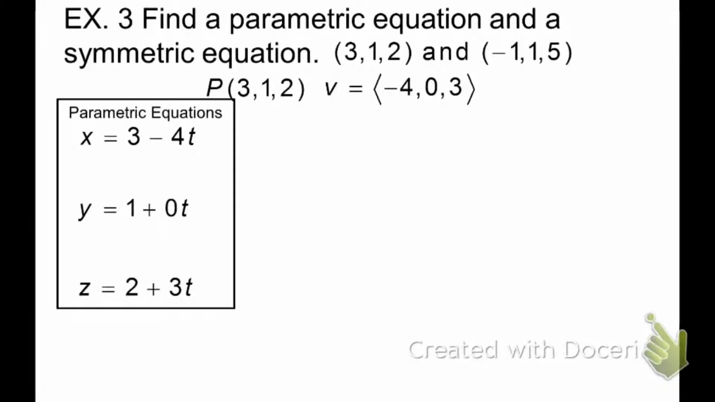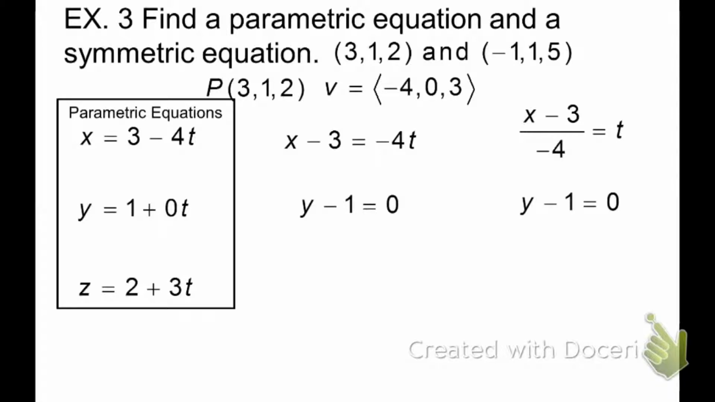Now I'm going to rearrange and solve each one for t. So x minus 3 equals negative 4t. That means t equals (x minus 3) over negative 4. y minus 1 equals 0. So I'm going to leave that, y minus 1 equals 0. z minus 2 equals 3t, which makes (z minus 2) divided by 3 equal to t.